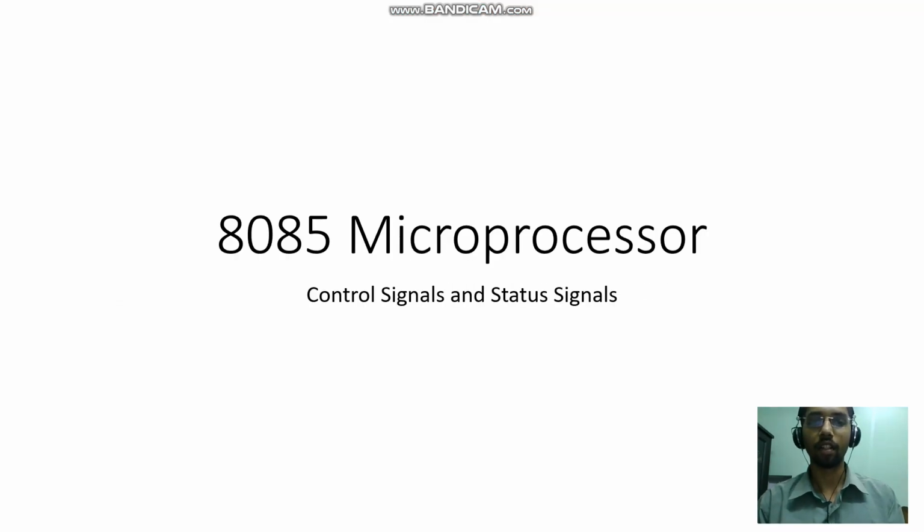Hi everybody. Today we're going to talk about 8085 microprocessor control signals and data signals. Certain control signals are generated because of three control lines, and these control lines are IO/M bar, read bar and write bar. We're going to study this in the next slides.